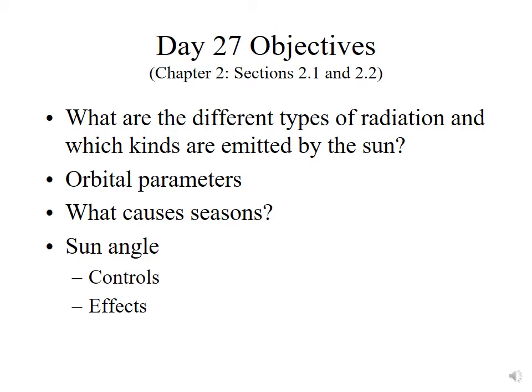We'll talk a little bit about the orbital parameters and how the Earth actually orbits around the Sun and what impacts that has on the amount of radiation that we receive from the Sun. We'll look at the orbital parameters and how they influence our seasons, and then we'll talk about both the controls and the effects of changing sun angle.